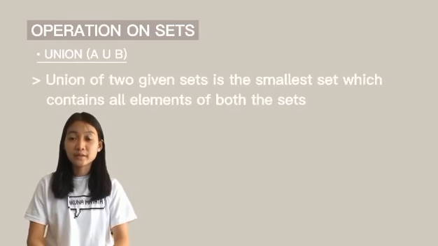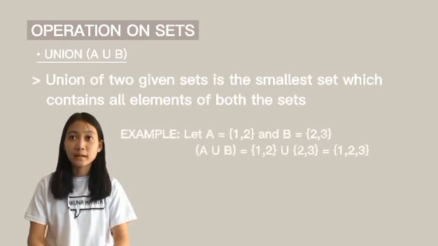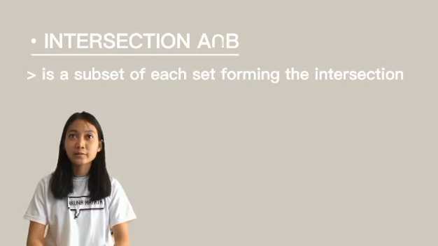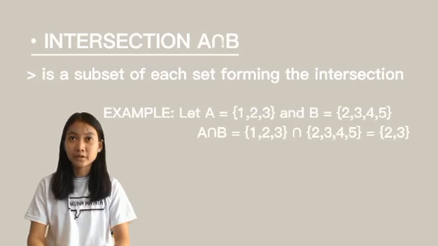First is union. Union of two given sets is the smallest set which contains all of the elements of both sets. Example, let A = {1, 2} and B = {2, 3}. A union B is equal to {1, 2} union {2, 3} equals {1, 2, 3}.